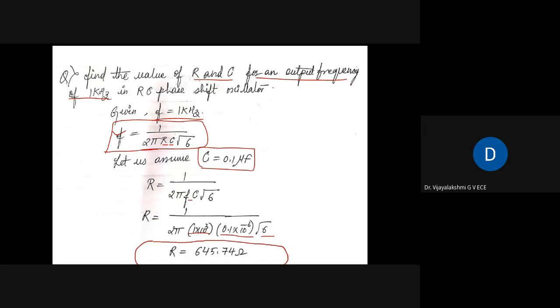Fine. So this was about the RC phase shift oscillator, the frequency of oscillation, the condition for sustained oscillation, and this example on the RC phase shift oscillator. Now let us move on towards the Wien-Bridge oscillator.